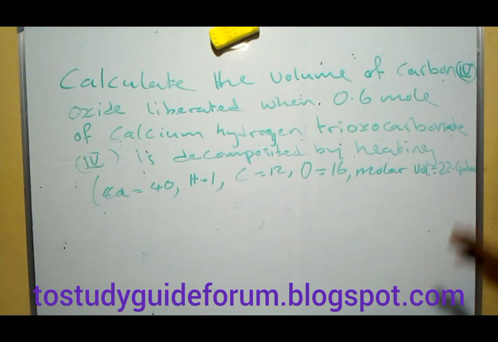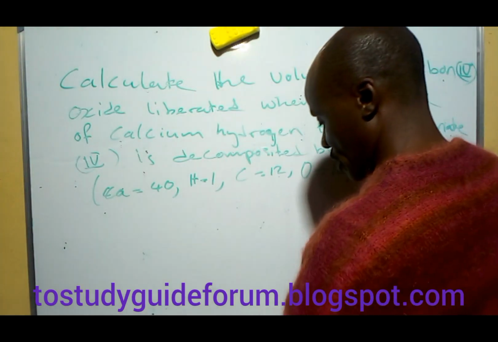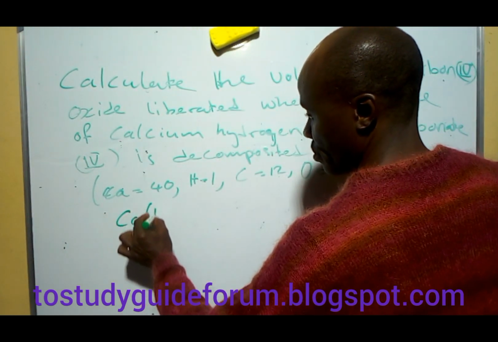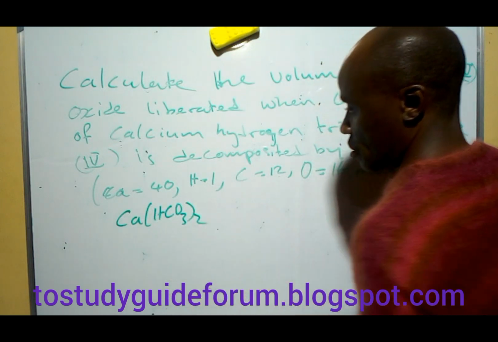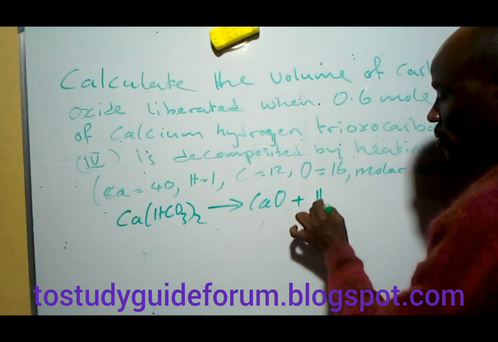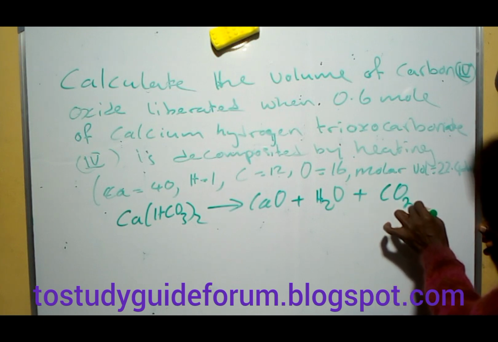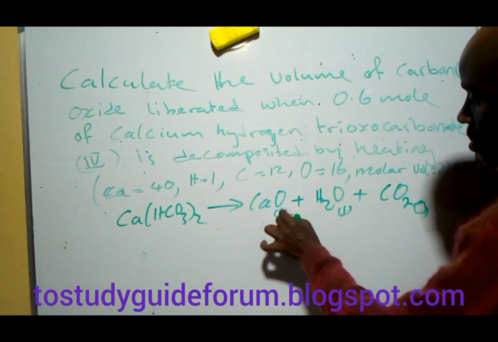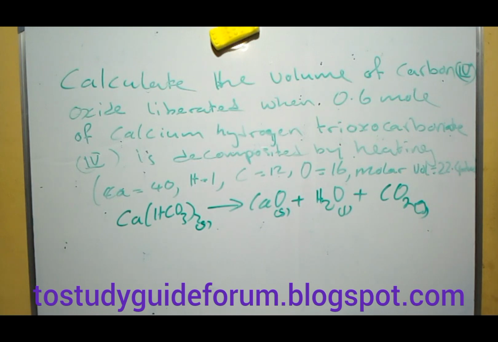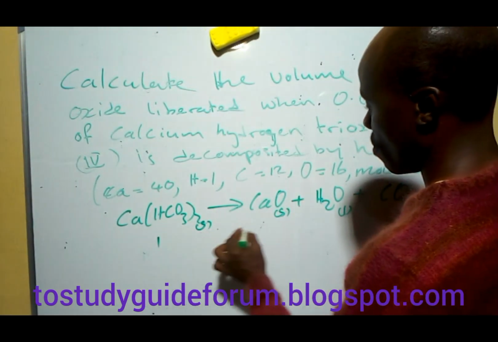Now, the next thing we'll do, like I said earlier, before you will be able to do this, you should also know how to get a balanced chemical equation. Since it's decomposition, we have calcium hydrogen trioxocarbonate decomposing to give us calcium oxide plus, then we get the other products. So since it's like this, you notice that the stoichiometric relationship here is 1 mole to 1 mole.